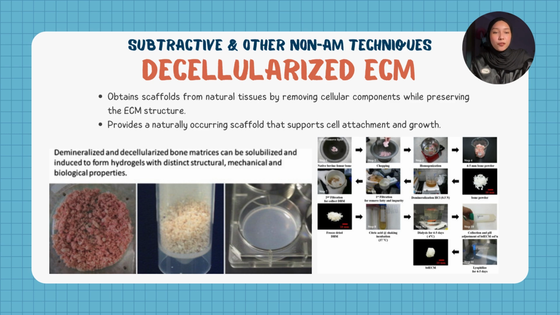Decellularization is the process of eliminating cells and their components, especially DNA and RNA, from the extracellular matrix to yield a natural matrix with intact mechanical integrity. In bone 3D bioprinting, decellularized ECM obtains scaffolds from natural tissue by removing cellular components while preserving the ECM structure. It provides naturally occurring scaffolds that support cell attachment and growth. As you can see over here, these are examples of decellularized ECM in bone.